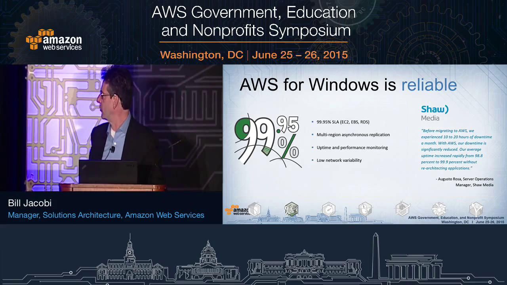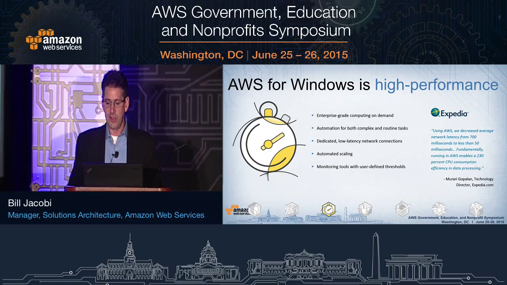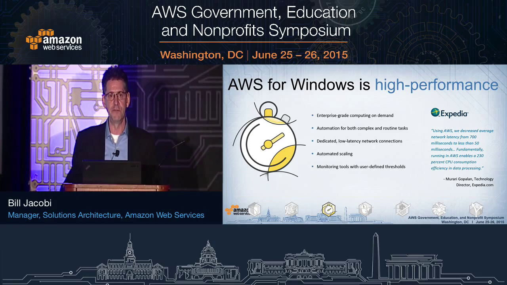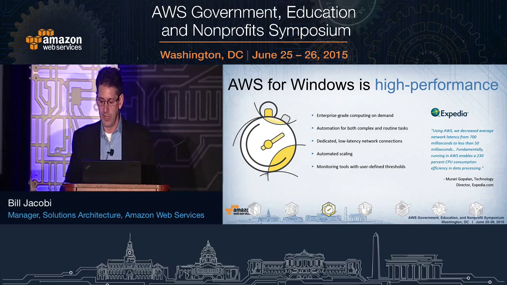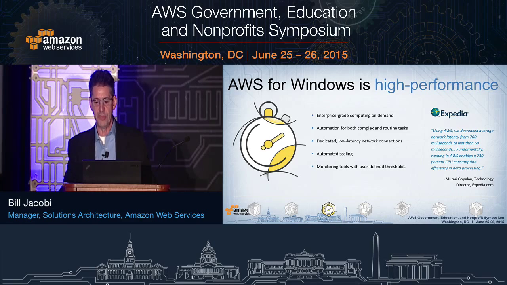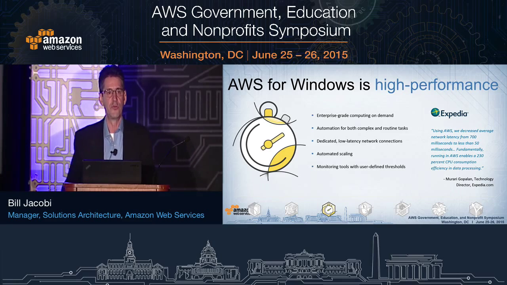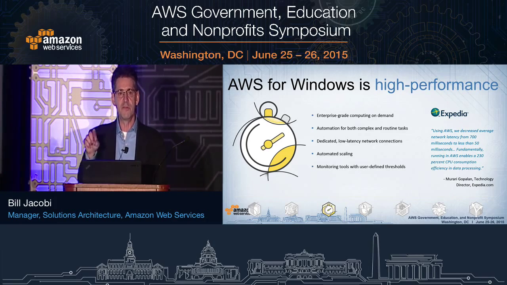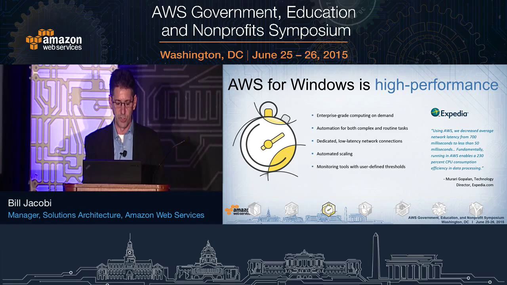Another reason why customers want to run Windows in the cloud has to do with performance. And again, picking on an example, this is one where a good friend of mine runs the Windows technology for Expedia. Expedia said, using AWS, we decreased average network latency from 700 milliseconds to less than 50 milliseconds. And Murari Gopalan went on to say, fundamentally, running on AWS enables a 230% CPU consumption efficiency in data processing. So running Windows in AWS is very high performance and very fast. Part of that is because we allow you to optimize instance types. Part of it is because we allow you an elastic model in which you can choose the instance that you need to run for best performance and not over provision, and perhaps more importantly, not under provision Windows workloads.